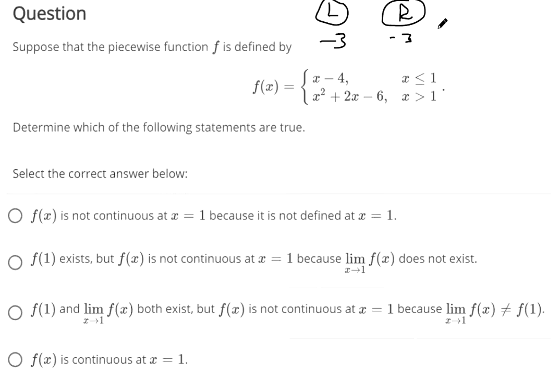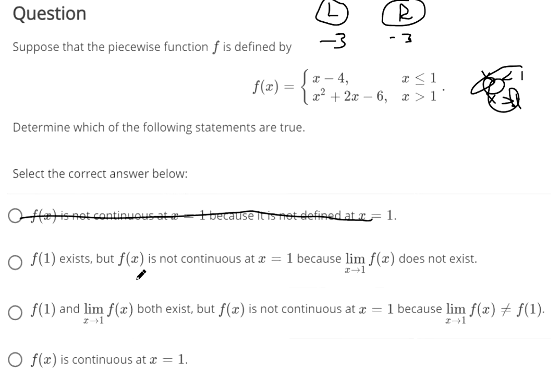Is it defined at x equals 1? It is, because, again, I messed that up. This is x is less than or equal to 1. If it said this, then we'd choose this option, because it's not defined anywhere at exactly 1. But we're dealing with this. It says less than or equal to, so it's not true. It is defined at x equals 1.